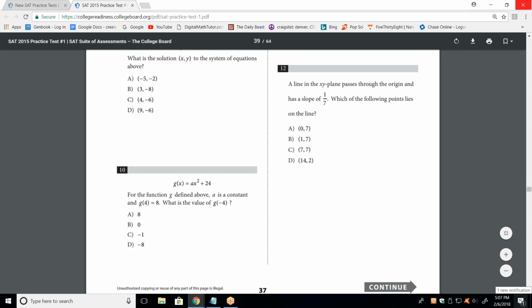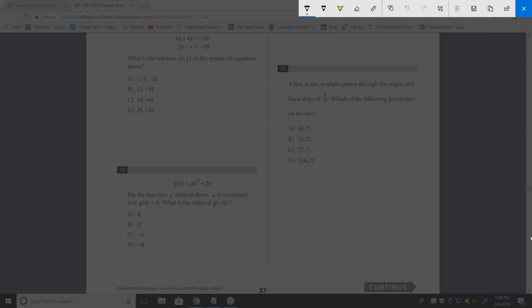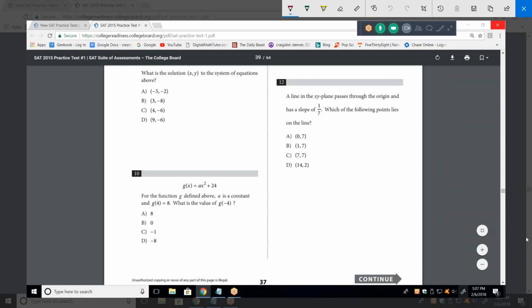Okay, number 12. A line in the xy-plane passes through the origin. It has a slope of 1/7. Which point is on the line?